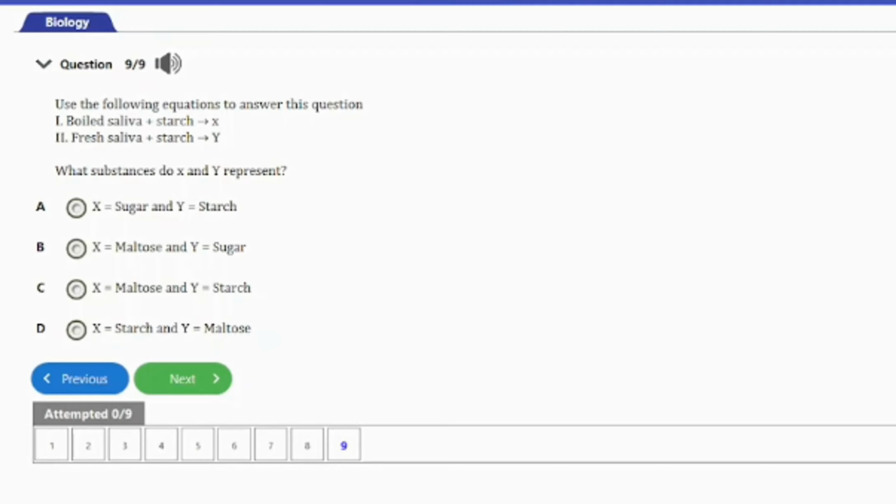The reason for this is that boiling the saliva in X will actually denature the enzymes responsible for digesting the starch. So the starch stays intact in X. Whereas for Y, the fresh saliva has the amylase that is capable of digesting the starch and breaking it down to maltose. So that's it for this question. X is starch, Y is maltose.